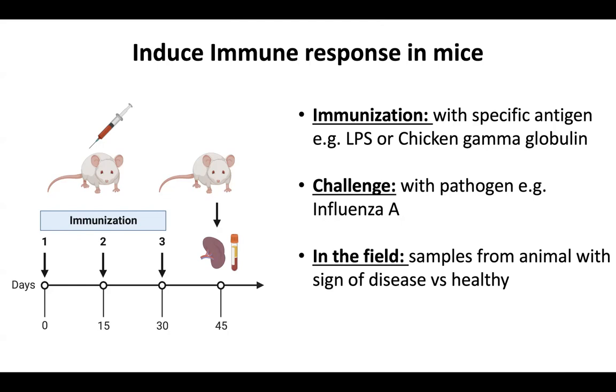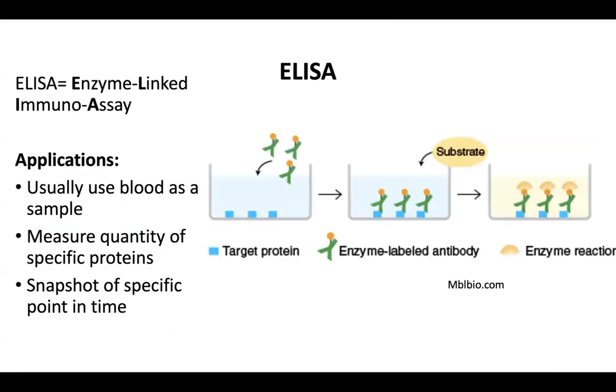So after you induce the immune response, you can assess the immune proteins through a technique called ELISA. ELISA involves the use of antibody, which is shown in green here. You can have the target protein coated onto the well, and with the antibody specific to that protein, you can capture that target. This antibody is enzyme linked.